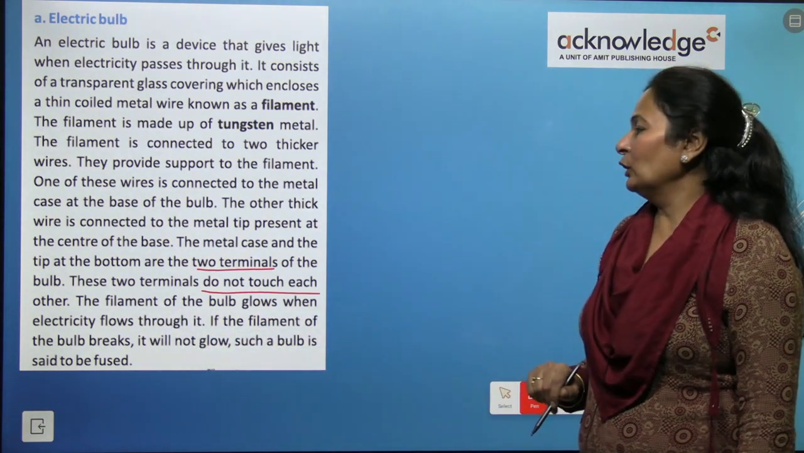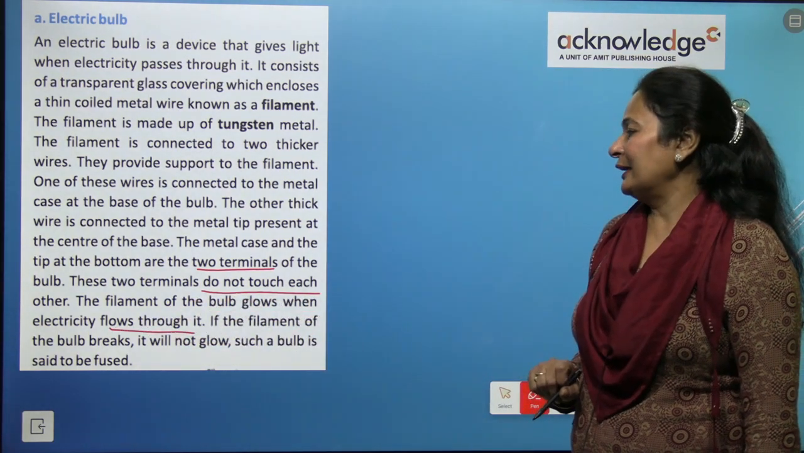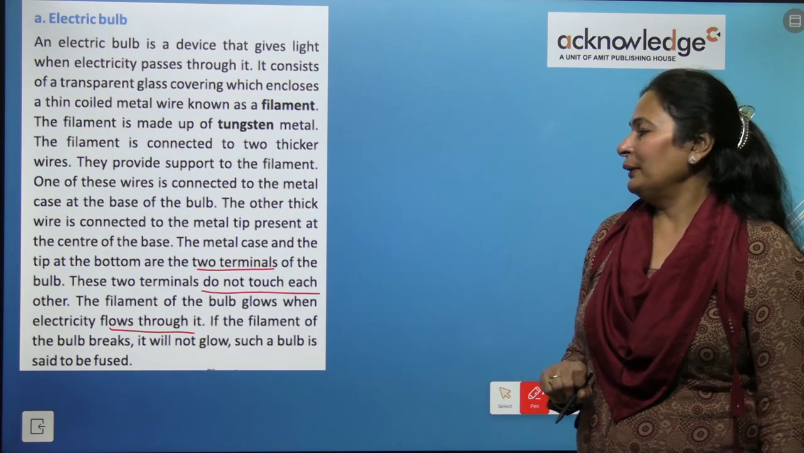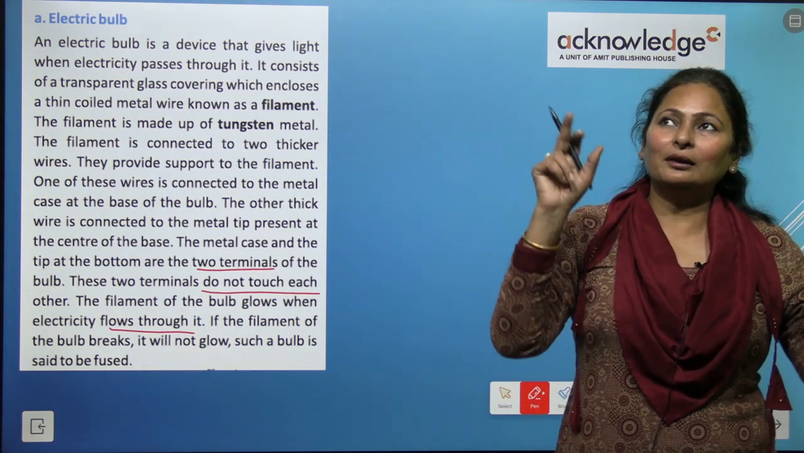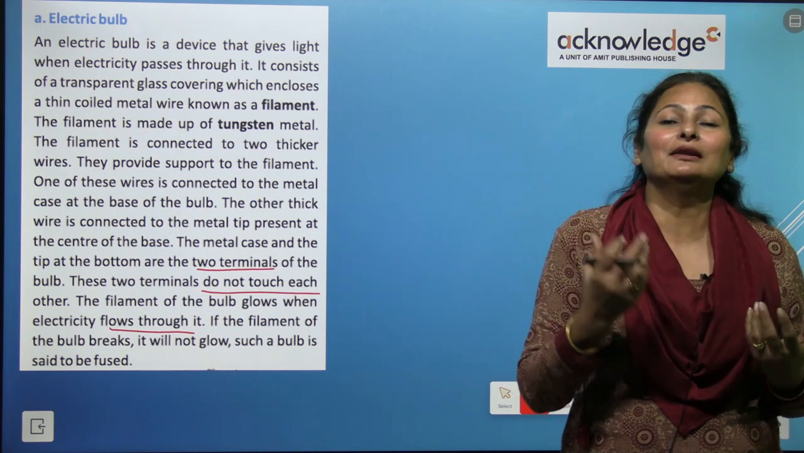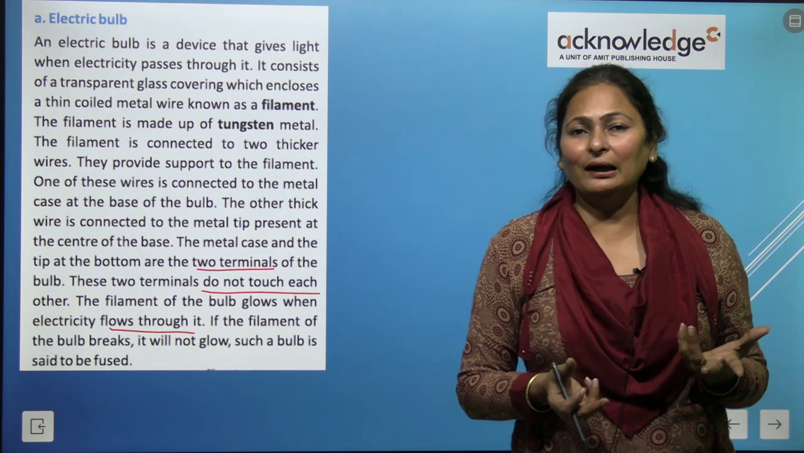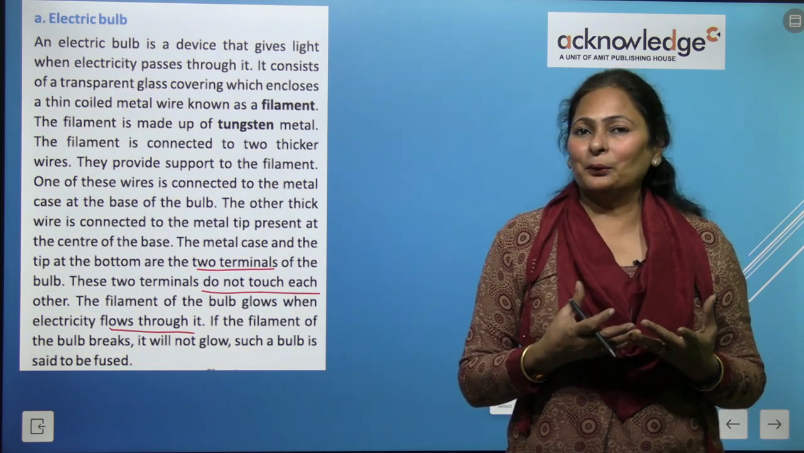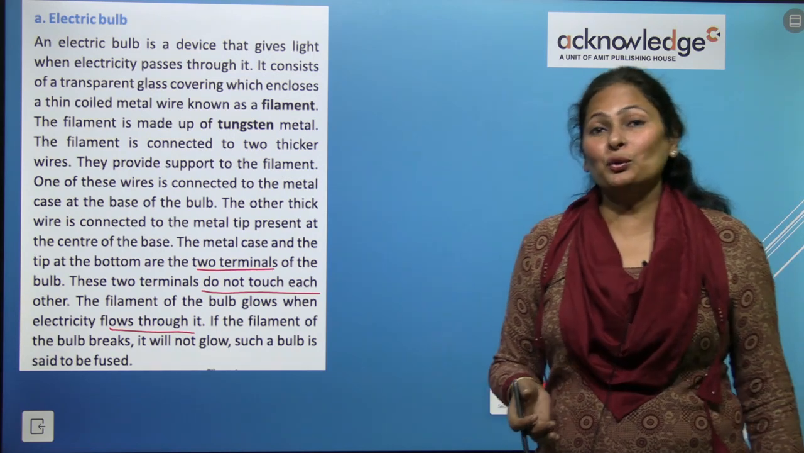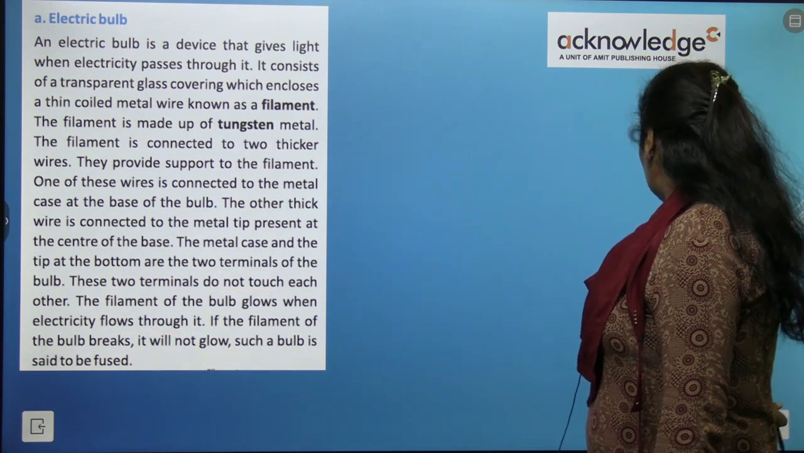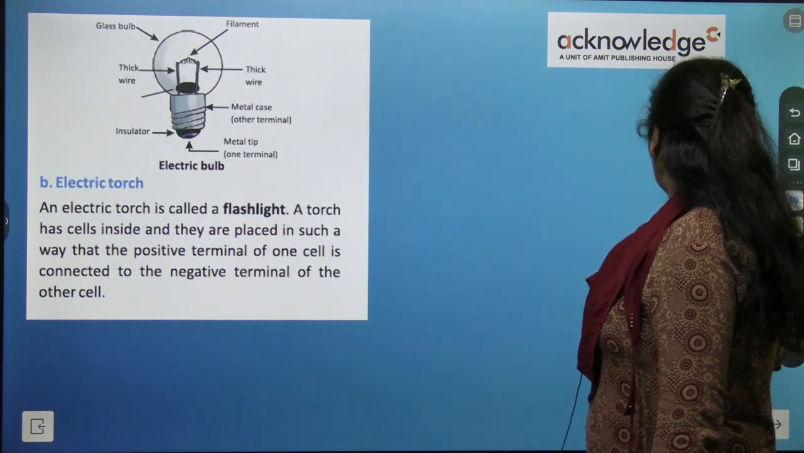The filament of the bulb glows when electricity flows through it. If the filament of the bulb breaks, it will not glow. Such a bulb is said to be fused. What happens? Sometimes when you are switching on, the bulb is not glowing. So what has happened? Maybe the filament that is made up of tungsten wire, tungsten, which is a metal, got broken. Because of this, the bulb is not working, and we call it the fuse bulb. The bulb is fused.